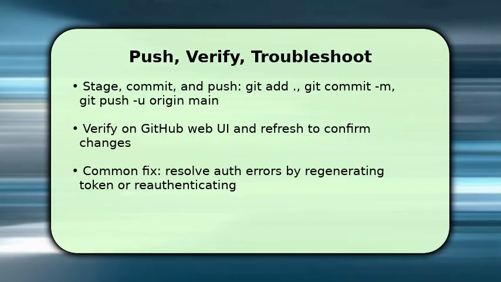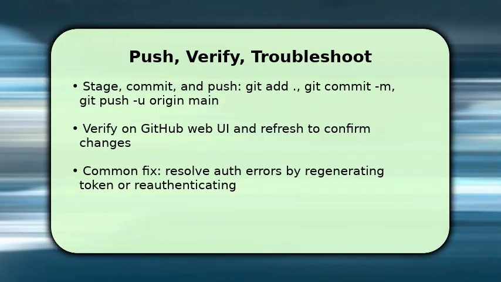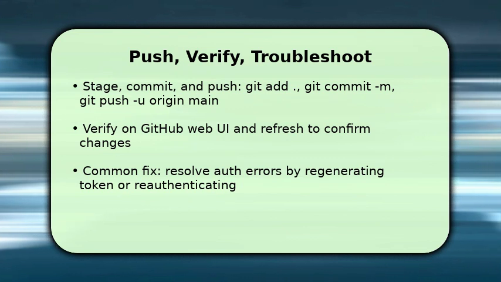If push fails due to authentication, regenerate a personal access token, update VS Code credentials, or run gh auth login again. If you see merge conflicts, pull and resolve locally before pushing. These final steps complete the connection and keep your remote and local repositories in sync.